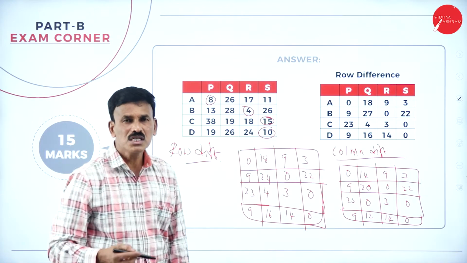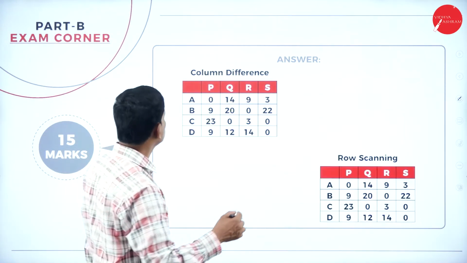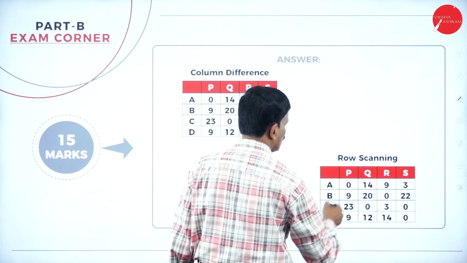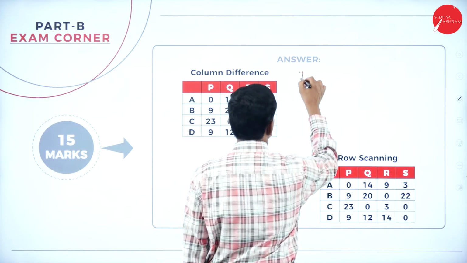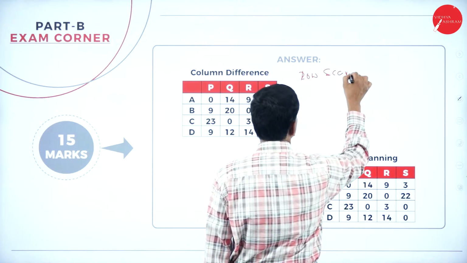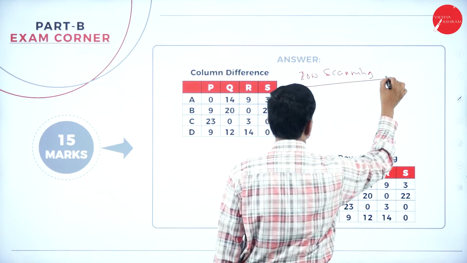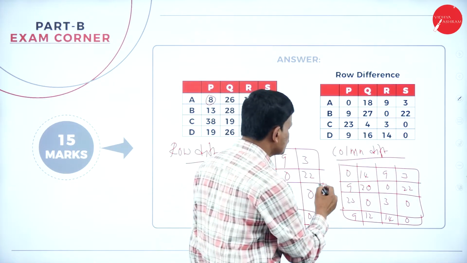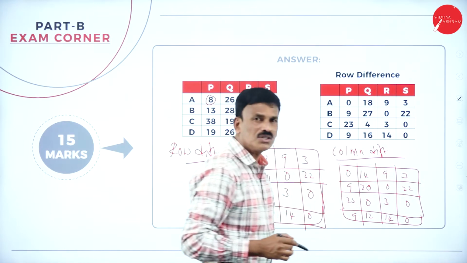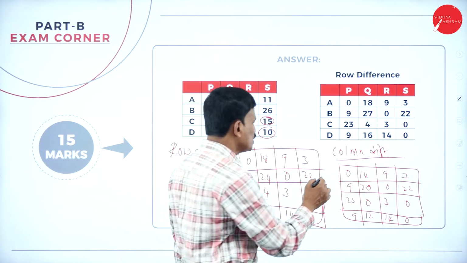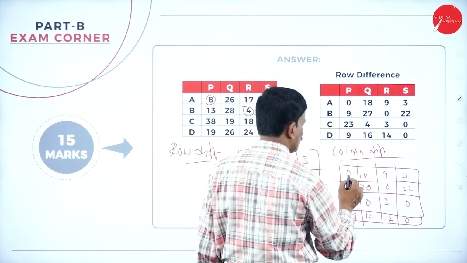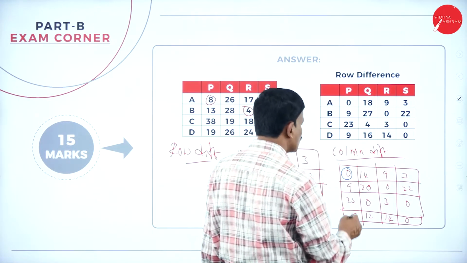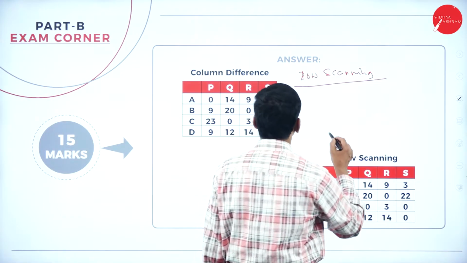Now let us come to the scanning: row scanning and column scanning. This is column scanning. Now I will come to the row scanning. What is row scanning? First identify the 0. In the first row, how many zeros are there? 1 0. If 1 0 is there, you can box this and cancel that particular column. So we are doing row scanning.